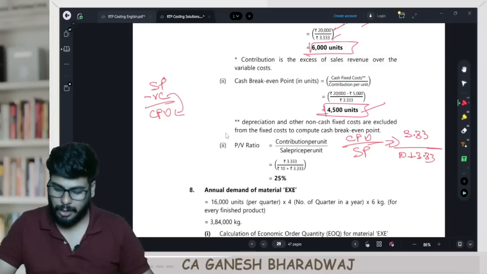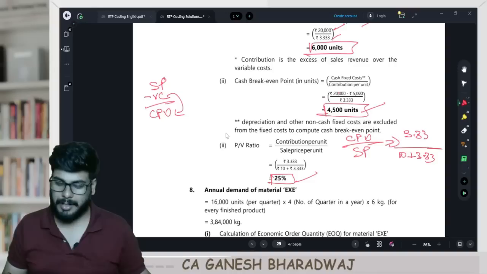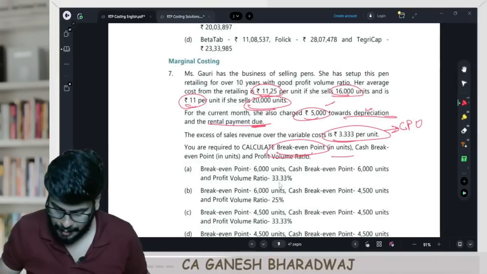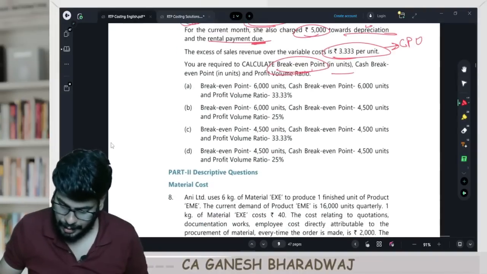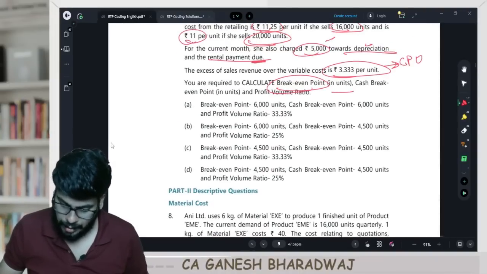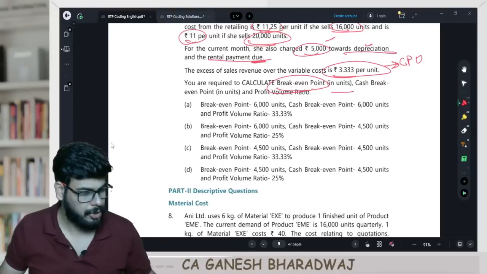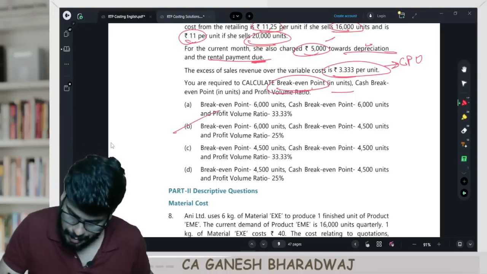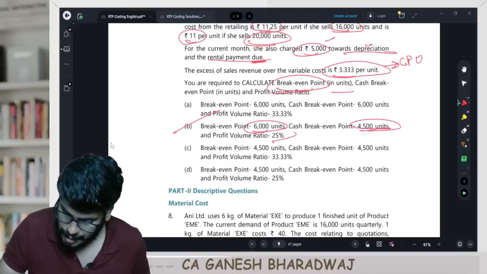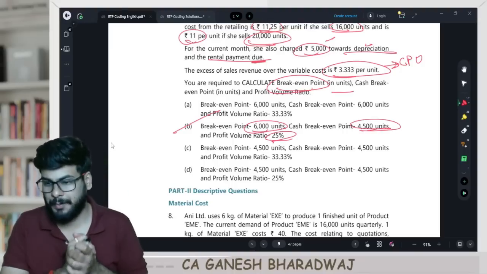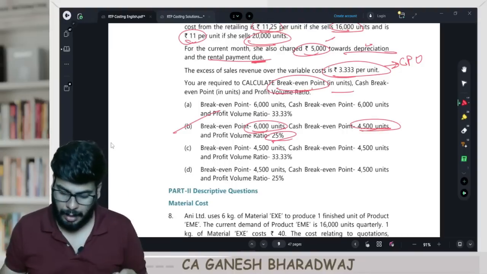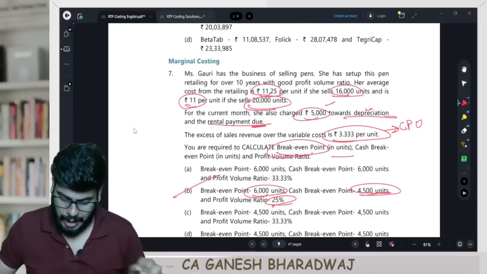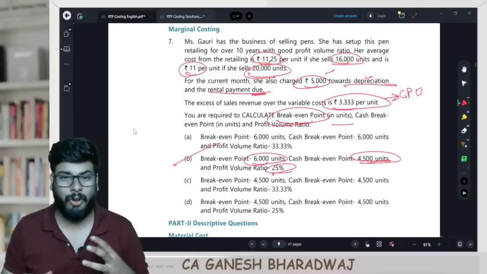Are you clear with this? That's how you arrive at it. It's going to be 25% in total. 6,000, 4,500 and 25%. That is going to be your answer here, right? So 6,000, okay, which option did we get? So it's going to be option number B. Yeah, 6,000, 4,500 and 25%. Right? So that is going to be the solution for this particular question number 6. Right? So that's about the part of MCQs.